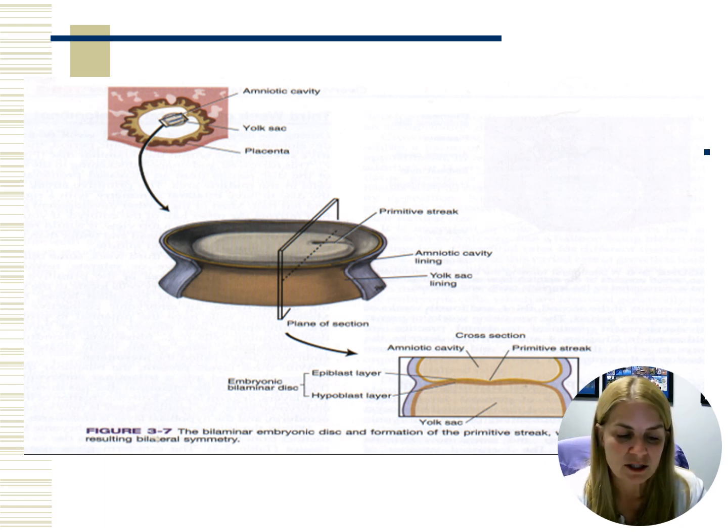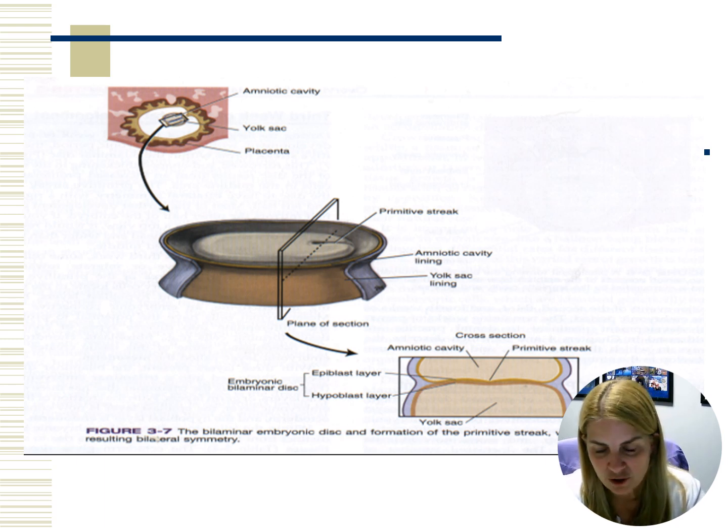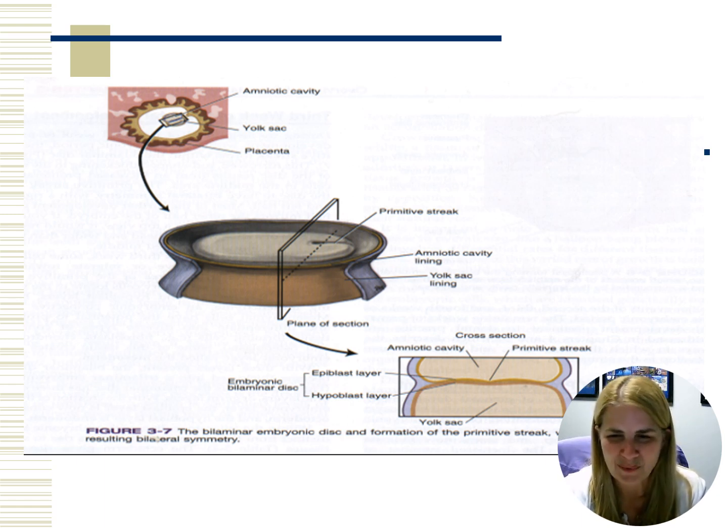The cells between the epiblast and hypoblast are going to eventually become mesoderm from mesenchyme and neural crest cells kind of mixing in there. There's a lot more to it than that, but for our purposes, that's as deep as we're gonna go.